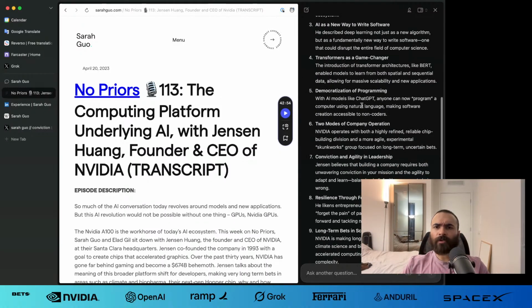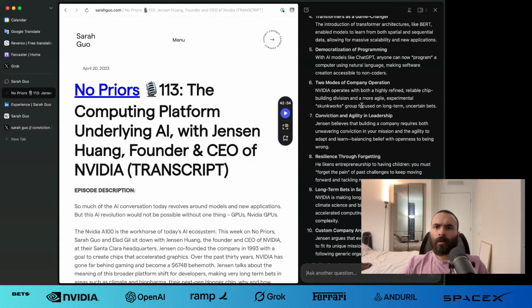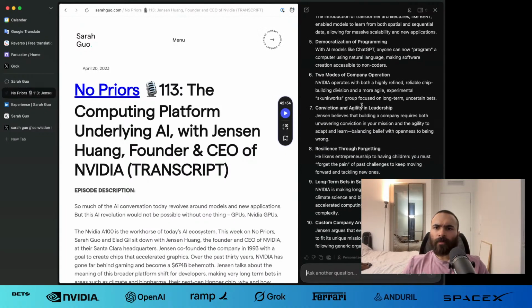Transformers as a game changer. The introduction of transformer architectures like BERT enabled models to learn from both spatial and sequential data, allowing for massive scalability and new applications. Democratization of programming. With AI models like ChatGPT, anyone can now program a computer using natural language, making software creation accessible to non-coders. Two modes of company operation. NVIDIA operates with both a highly refined, reliable chip building division and a more agile, experimental skunk works group focused on long-term uncertain bets.